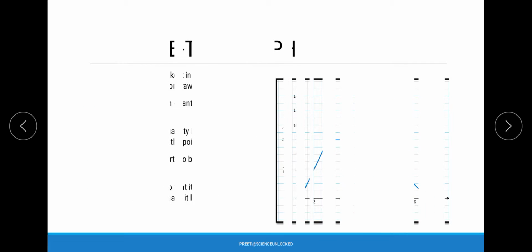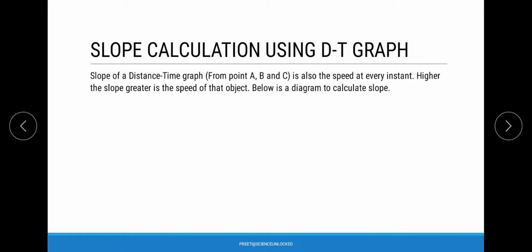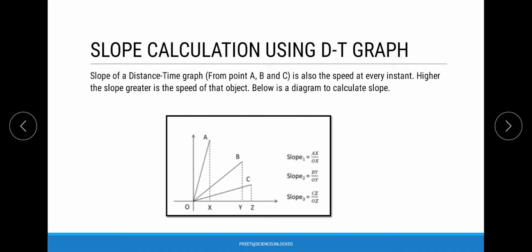The next part is the concept of slope. Whenever it comes to understanding the distance time graph, slopes help us. The very first thing related to slopes is this: if a particular line is given to us, for example OA, OB or OC in this graph, these show the path, or you can say the progress, of the object.